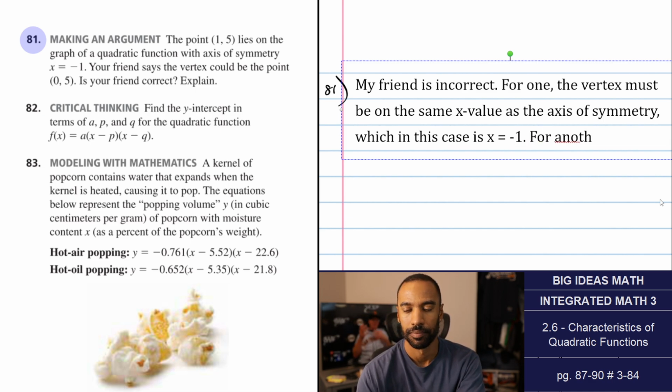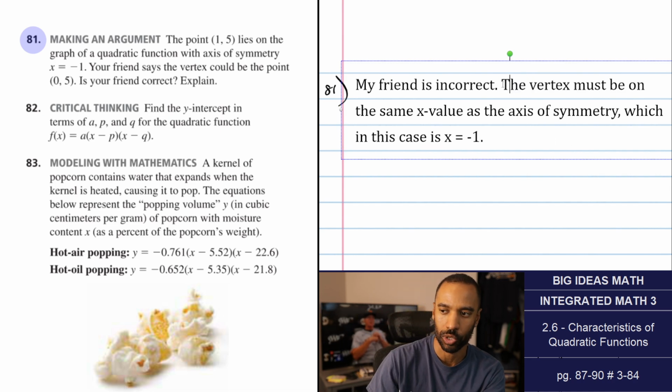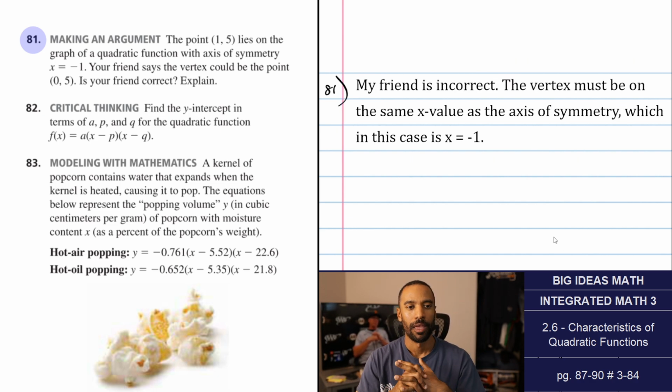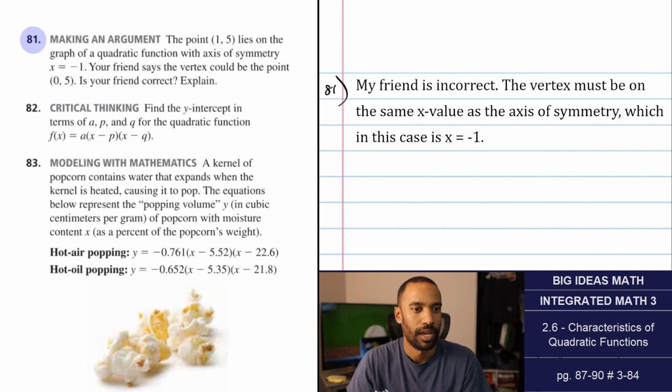For another... Oh, never mind. I was going to state something else. That's the reason. I thought there was another point on this graph already at x equals 0, and I was going to say it wouldn't be a function anymore. But (1, 5) is on there. The axis of symmetry says a vertex could be the point. No. I don't even know what the (1, 5) has to do with it. But anyway, I'll just move forward. Unless I'm missing something on the problem, that's all I got.